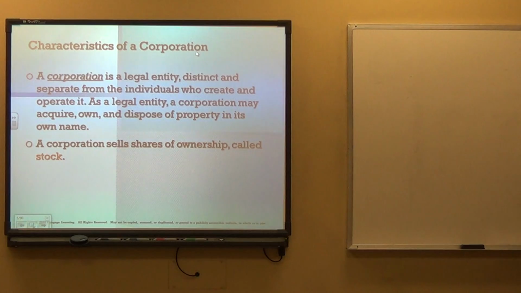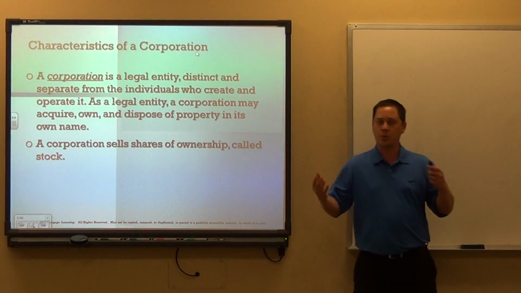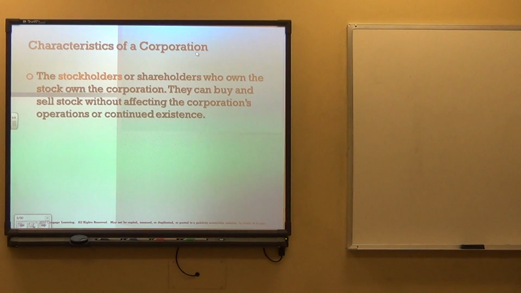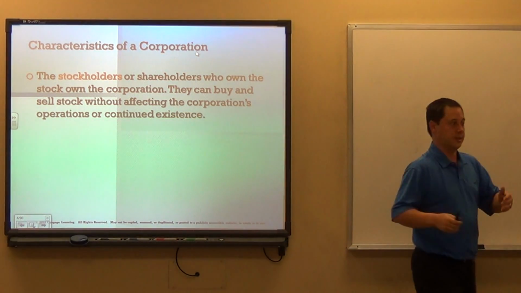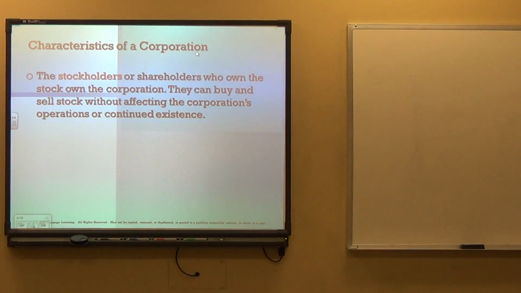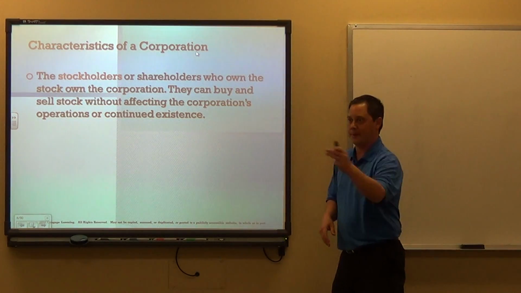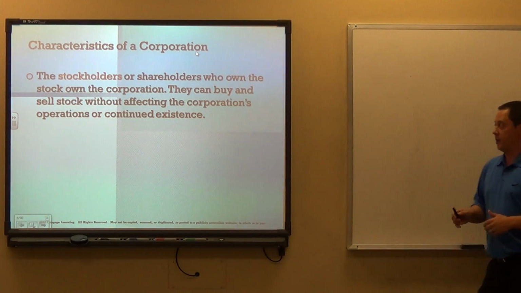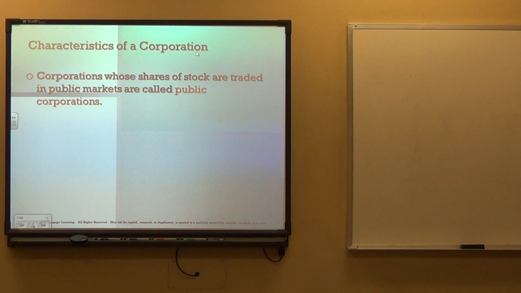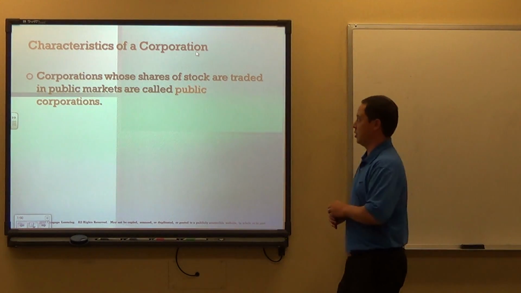So typically what happens is the corporation sells shares of ownership called stock. And that's what we're going to talk about in this chapter. Stockholders are shareholders who own the corporation. They can buy and sell stock without affecting the corporation's operations or its existence. Let's just take Google, which is on the front of our chapter 11 here. They can transact and trade shares, and people own them. I had some, sold some, bought some back. I can trade, come in and out with that. It doesn't affect what they're doing, it just affects the shares that are out there. Now, it does change their stock price, that goes up and down, but it doesn't affect their operations.